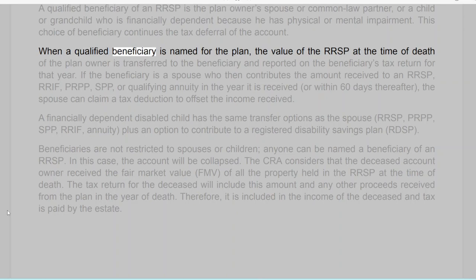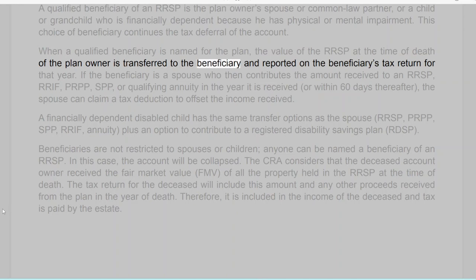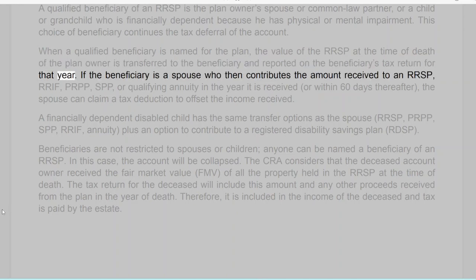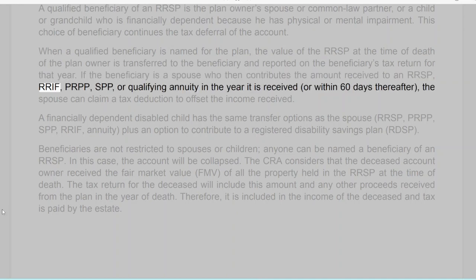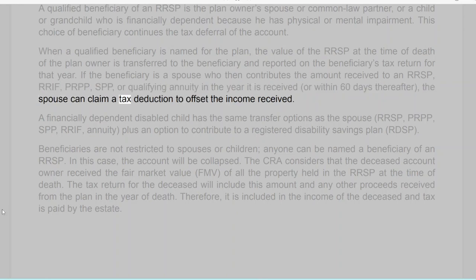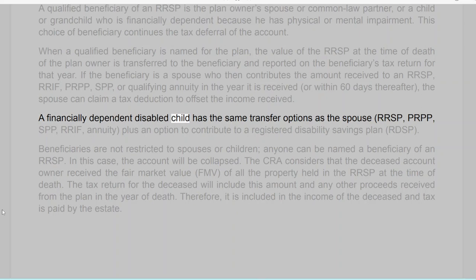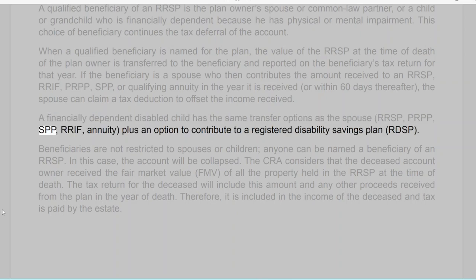When a qualified beneficiary is named for the plan, the value of the RRSP at the time of death of the plan owner is transferred to the beneficiary and reported on the beneficiary's tax return for that year. If the beneficiary is a spouse who then contributes the amount received to an RRSP, RRIF, PRPP, SPP, or qualifying annuity in the year it is received, or within 60 days thereafter, the spouse can claim a tax deduction to offset the income received. A financially dependent disabled child has the same transfer options as the spouse, RRSP, PRPP, SPP, RRIF, annuity, plus an option to contribute to a Registered Disability Savings Plan, RDSP.